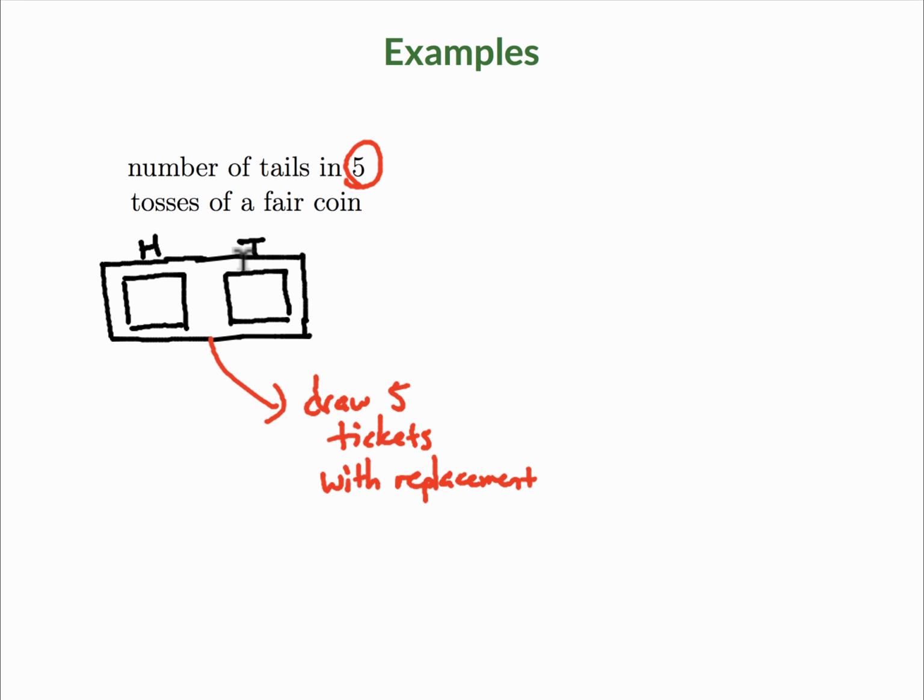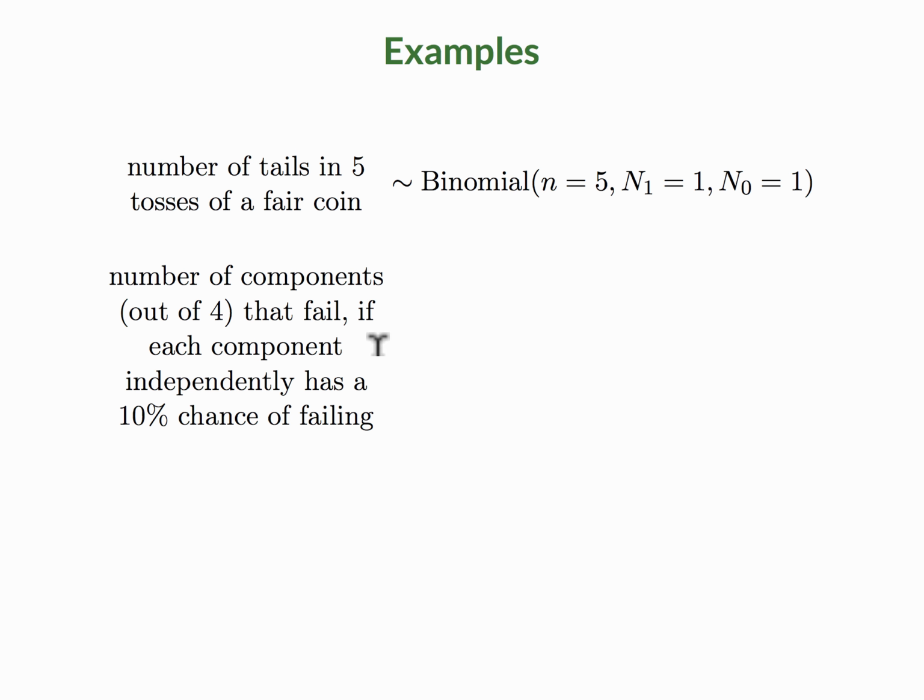Now, to be able to apply the binomial distribution, I need to label each of these tickets with either a 0 or a 1. Now, since we're interested in the number of tails ultimately, let me label the tails ticket 1 and the heads ticket 0. Now, when I draw 5 tickets from this box with replacement, the number of ones I get is exactly the number of tails. And we know that the number of ones has a binomial distribution where the number of draws is 5, and there's one ticket labeled 1 and one ticket labeled 0. Let's look at another example.